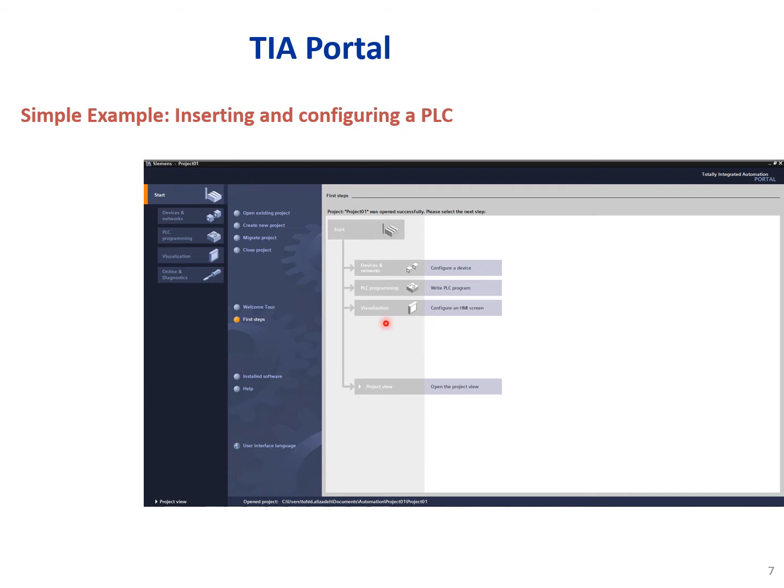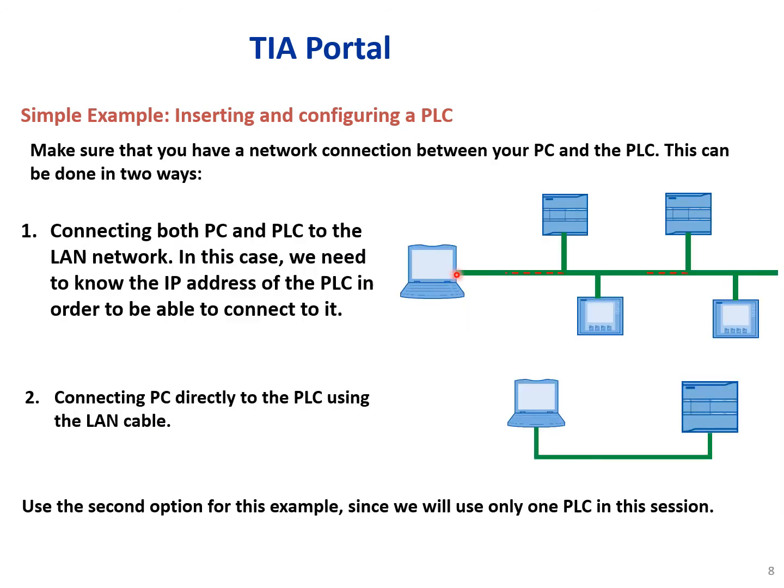Then after that, we should insert and configure our PLC. So we should tell the software, the TIA, what is our hardware? So we need to go to the configure a device. And then in the configure a device, we need to select our hardware.